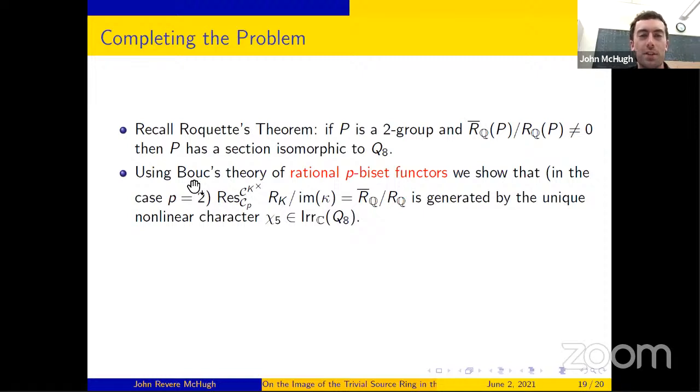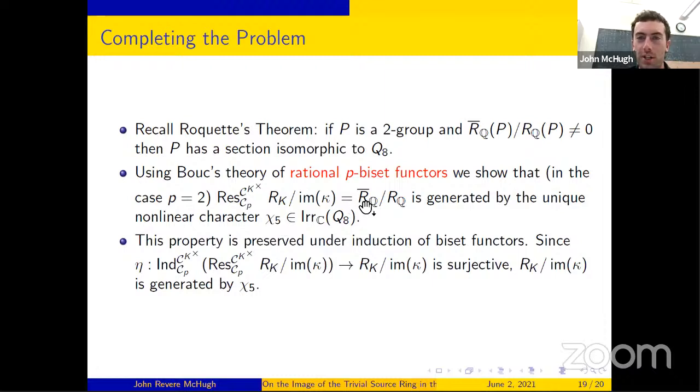Now, there's a special theory that Bouc defines, rational p-biset functors. And we were able to show that in the case p equals 2, because this thing is a rational p-biset functor, whatever that means, the restriction is generated as a biset functor by the unique nonlinear character chi5. Remember, that was the last row in the character table for Q8. So everything that's going on at that lower level in the p equals 2 case is determined by this one character. It generates everything that's going on.